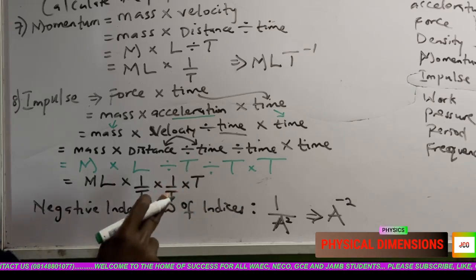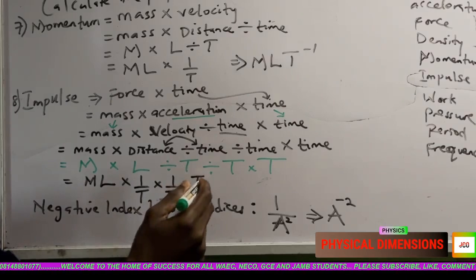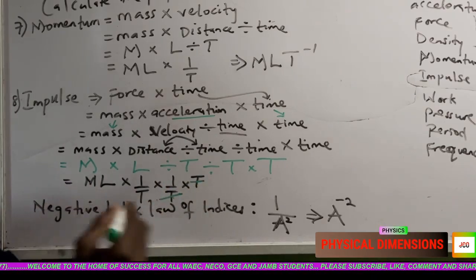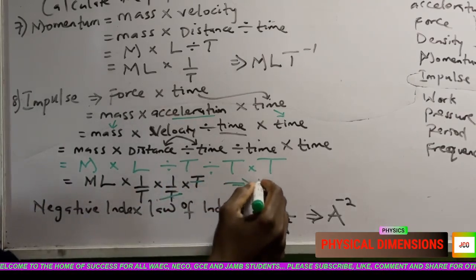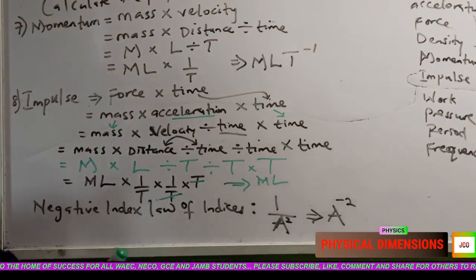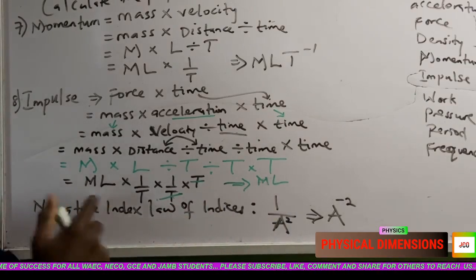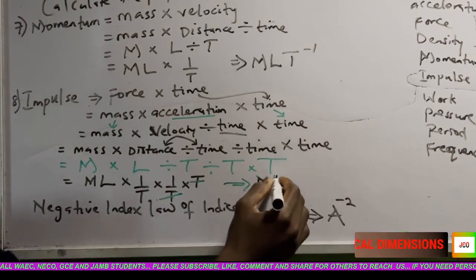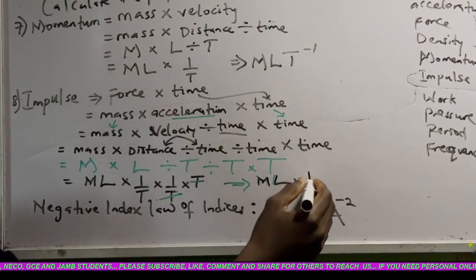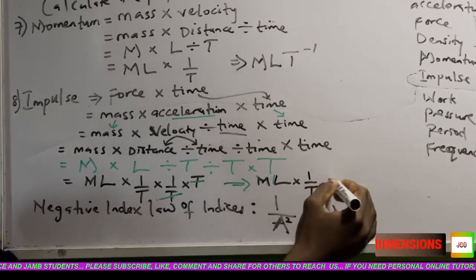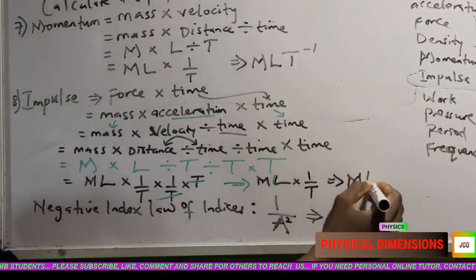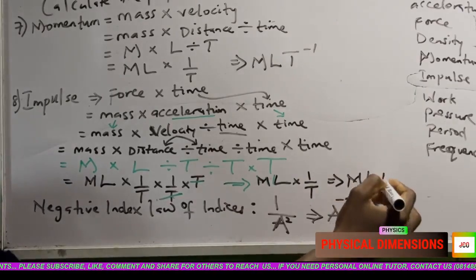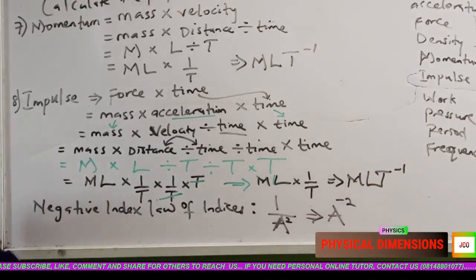This T can divide this T up. It's gone. So what I'm left with now is what? ML. ML from here times 1 over T. So ML times 1 over T, which gives me MLT to the power minus 1. What is 1 over T? T raised to the power minus 1.